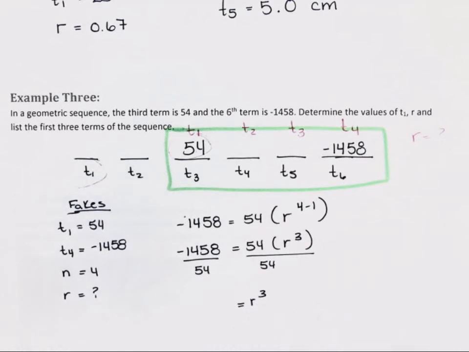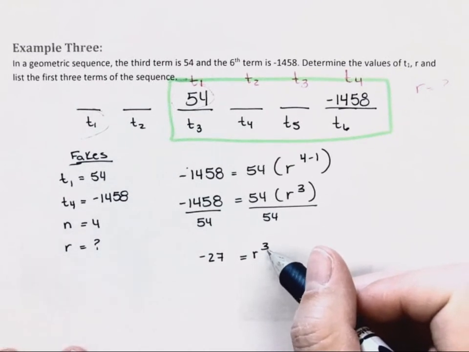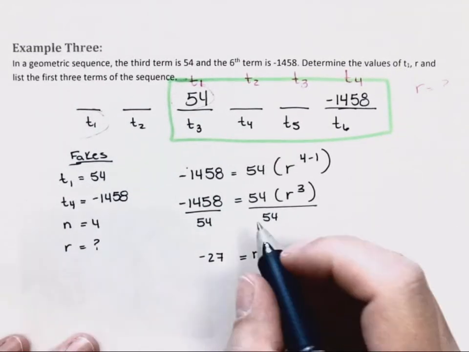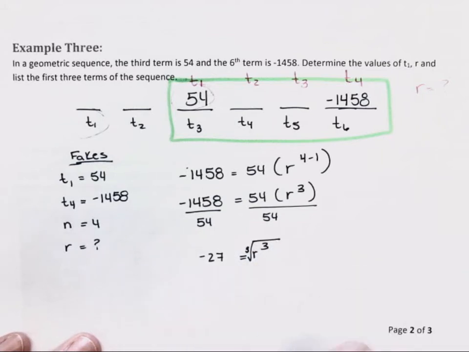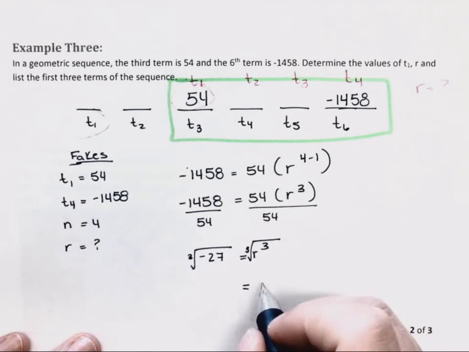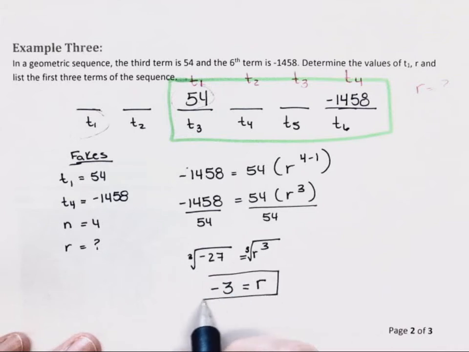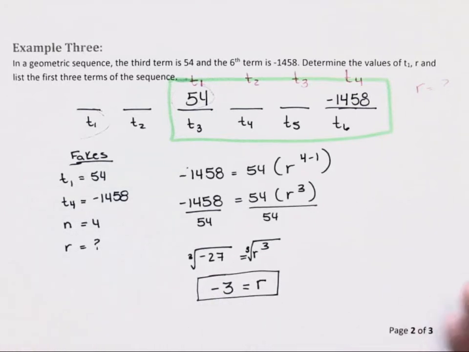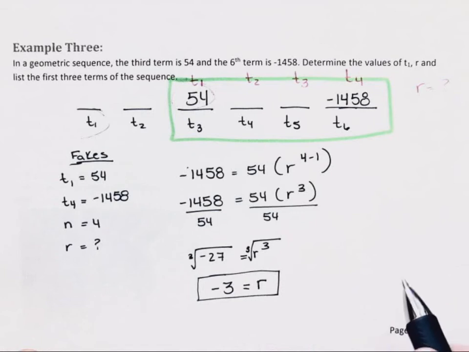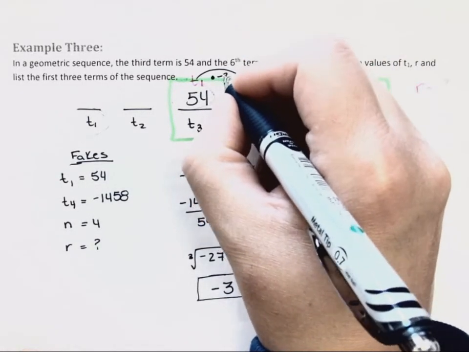Negative 1,458 divided by 54, I'm going to get a negative 27. Now, to get rid of an exponent of 3, the opposite to exponenting something is to root it. So if I take the cube root of that, those will cancel out. And if I take the cube root of this, I can calculate it. So that leaves me with just R, and this leaves me with a negative 3. So my common ratio is negative 3. So knowing that, I know going forward, I'm timesing everything by a negative 3.